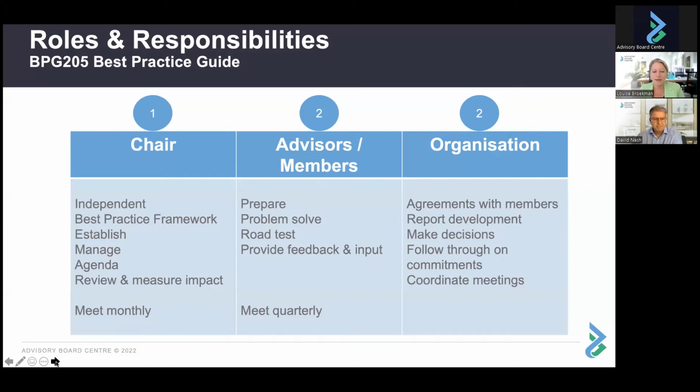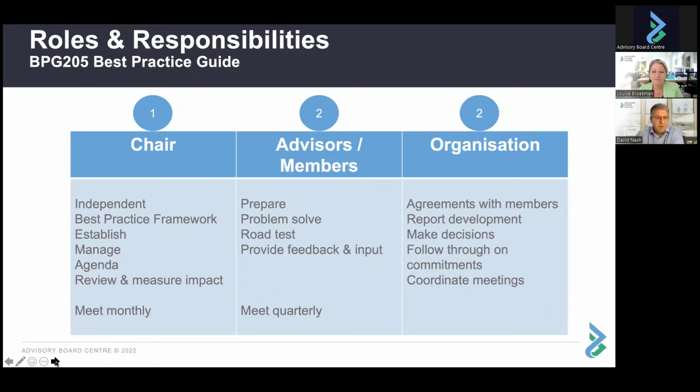in the way it's being managed. Normally they meet monthly with an organisation. So advisory boards themselves will meet maybe 4 or 6 times a year, or maybe more frequently, depending on the need of the organisation. But the chair is the constant. It is the glue that keeps everything together. David, I'd love to get your feedback on what you see the role of the chair is, and from your experience as well. Yeah, thanks so much, Louise.